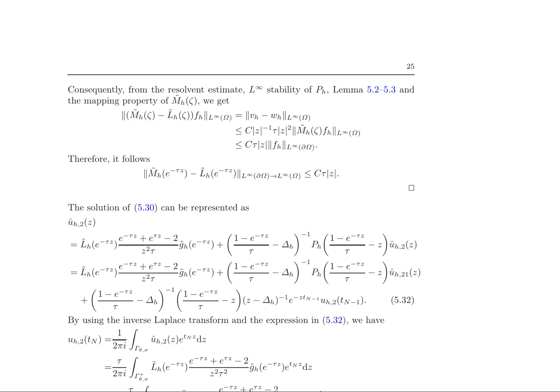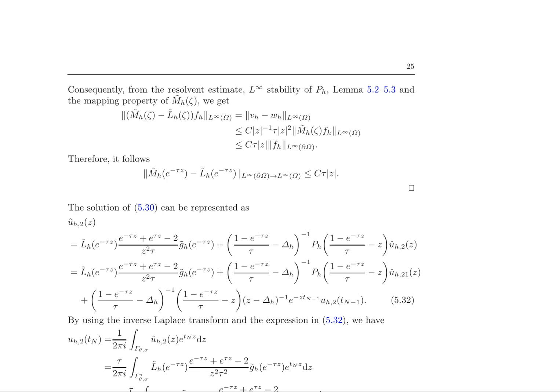Consequently, the solution of equation 5.30 is represented as U, 2, z, equals LH, E minus tau z, E minus tau z plus E tau z minus 2 z 2 tau gh, E minus tau z, plus 1 minus E minus tau z tau minus increment h, minus 1 ph, 1 minus E minus tau z tau minus z, U, 21, z, plus 1 minus E minus tau z tau minus increment h, minus 1, 1 minus E minus tau z tau minus z, z minus increment h, minus 1 E minus z tn minus 1 2, tn minus 1.